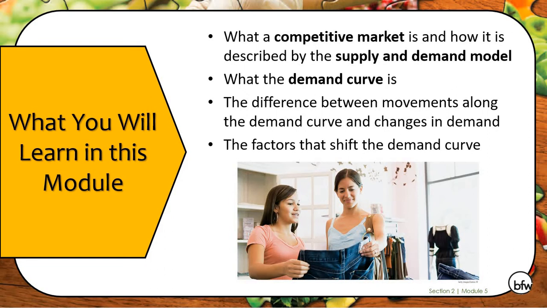All right. So, in this lecture, we're going to talk about a competitive market and how it is described in the supply and demand model. But we're going to focus on the demand curve for this lecture. We're also going to talk about the difference between movements along the demand curve and changes in demand, which is going to be a shift. And we're going to talk about the factors that will actually cause that shift in the demand curve specifically.